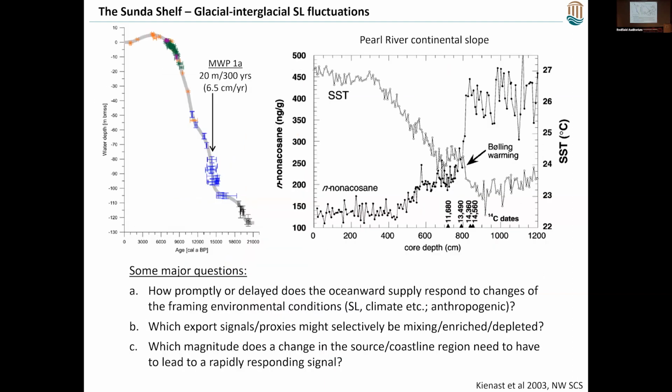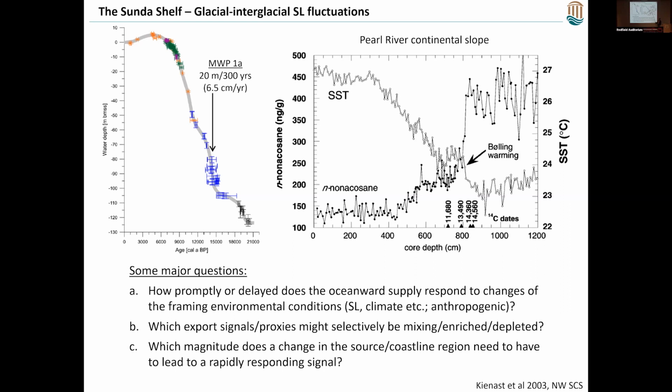And literature often says there's a long delay, might be some hundreds of thousands of years between sea level drowning and then the export to the ocean. What we saw here, this is from the Pearl River, so just a little bit further north. You see the temperature rise here. Here's meltwater pulse 1A, so a rapid warming. And at the same time, so here we have terrestrial plants, a terrestrial plant biomarker. It really dropped within a few points here, and then it went down to the modern level.